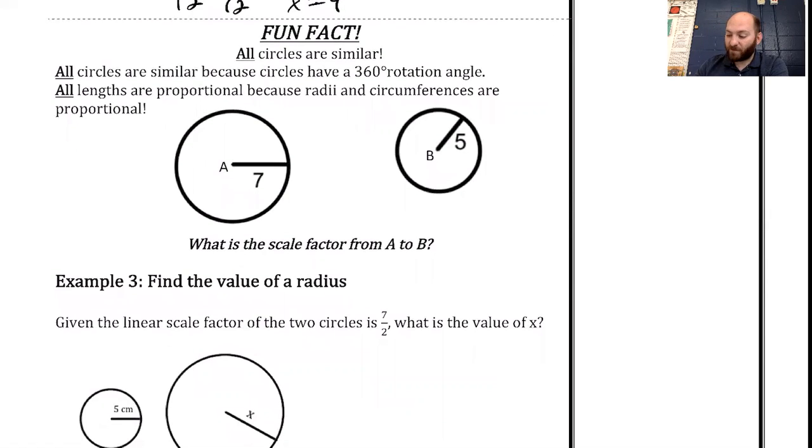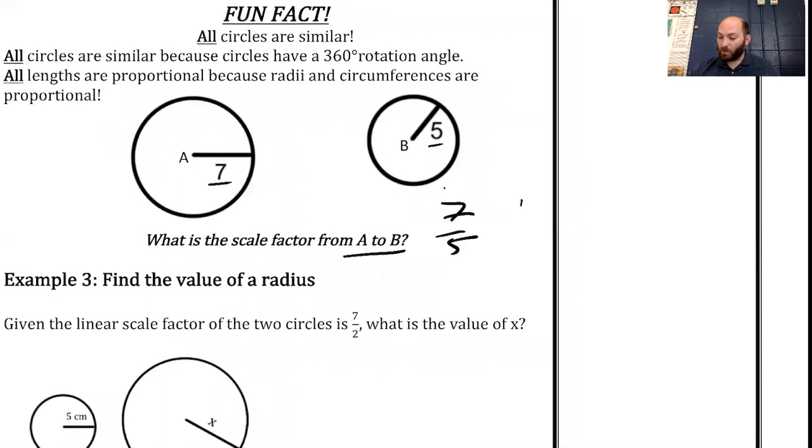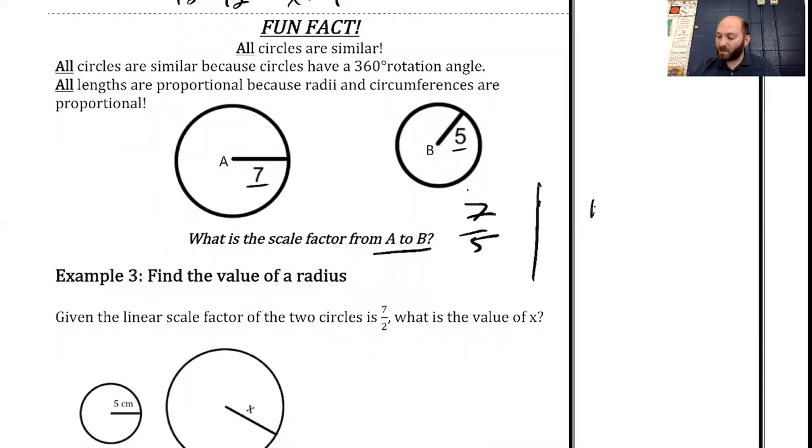So what is the scale factor from A to B? Well, from A is 7, to B is 5, so 7 over 5. That's it. Now I don't want to call this a reduction or enlargement. That is very specific if I'm performing a dilation. This scale factor is just saying A to B. If I said what's the scale factor of B to A, then I would say 5 to 7. Just flip it.